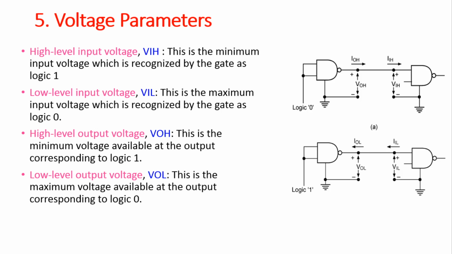The fifth one is voltage parameters. They are subdivided into a number of types. The first one is high level input voltage, denoted by VIH. This is the minimum input voltage which is recognized by the gate as a logic 1. The next is low level input voltage, VIL. This is the maximum input voltage which is recognized by the gate as logic 0.